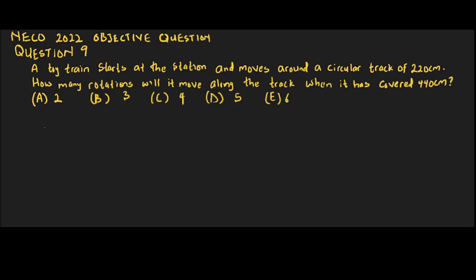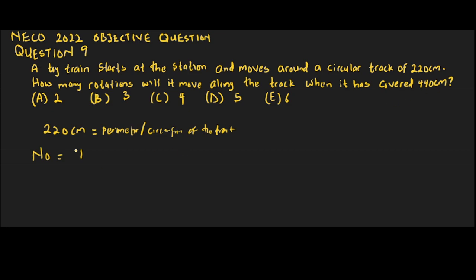Now, this 220 centimeters given in the question here is the perimeter or circumference of the track. Now, how many rotations? The question wants us to calculate the number of rotations the train covers. Then the number of rotations is going to be the total distance traveled when it covers 440 centimeters.